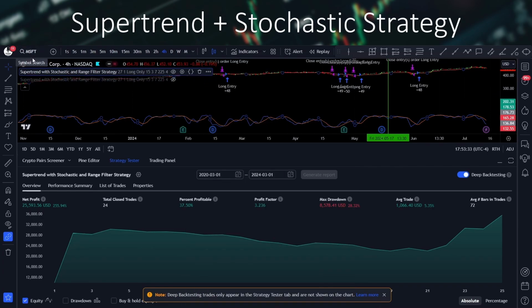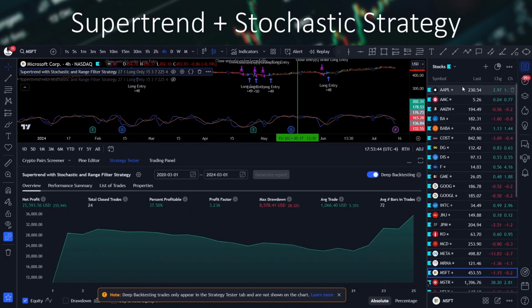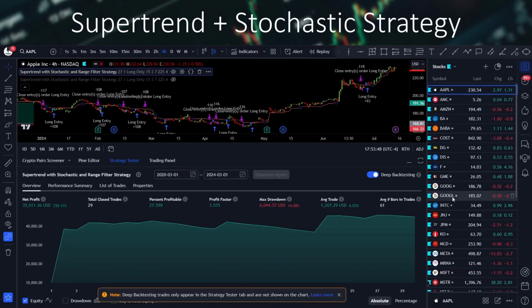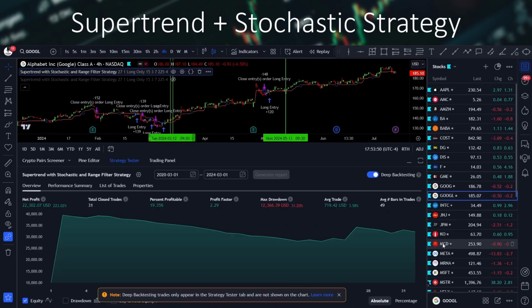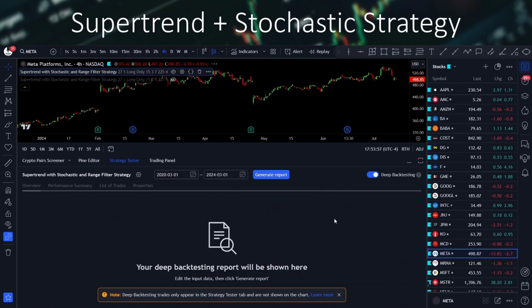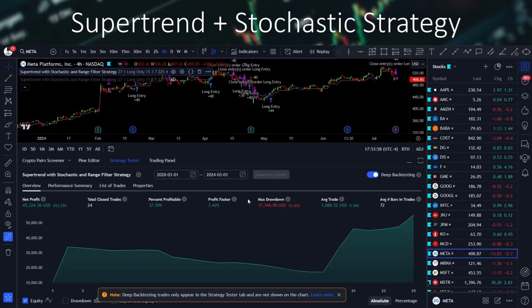Randomly choosing one stock, for example Microsoft, these are the backtest results for the last 4 years of price data. But we can also check out, for example, Apple, or Google, or Coca-Cola, or Meta, and so on. Generally we can see a profitable equity curve. But what about the after optimization date results?